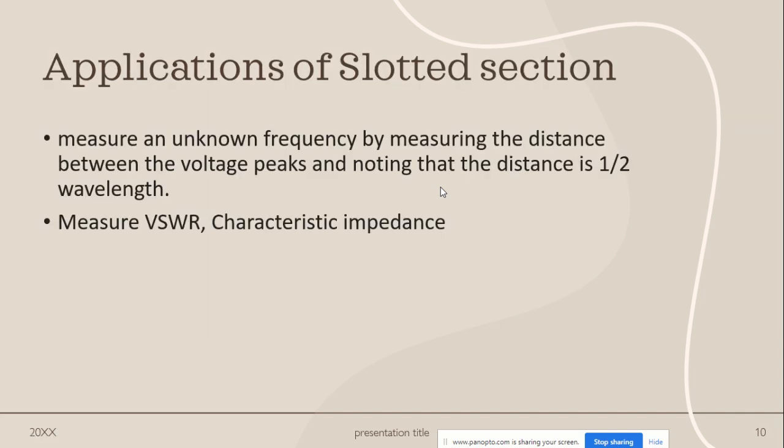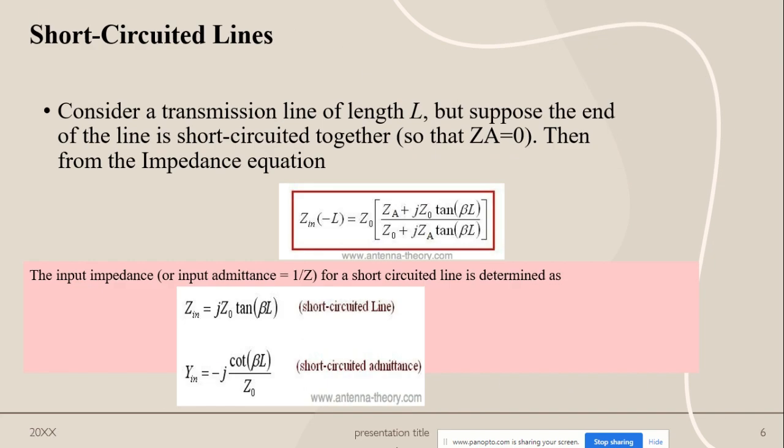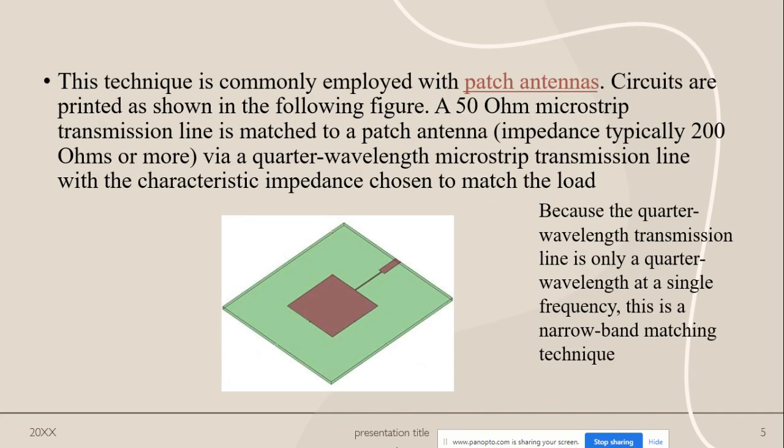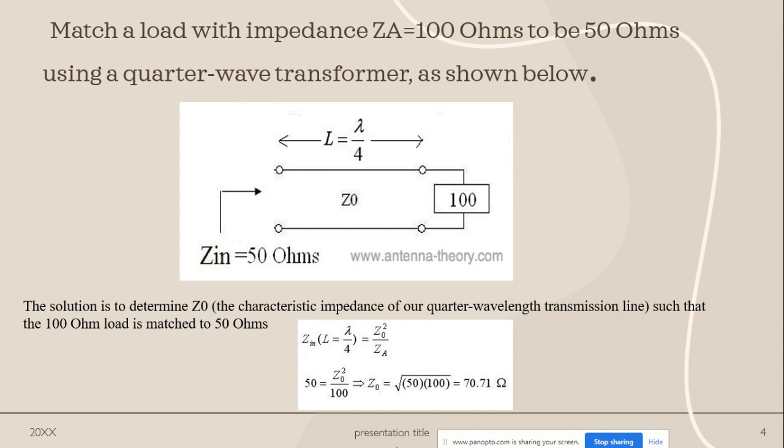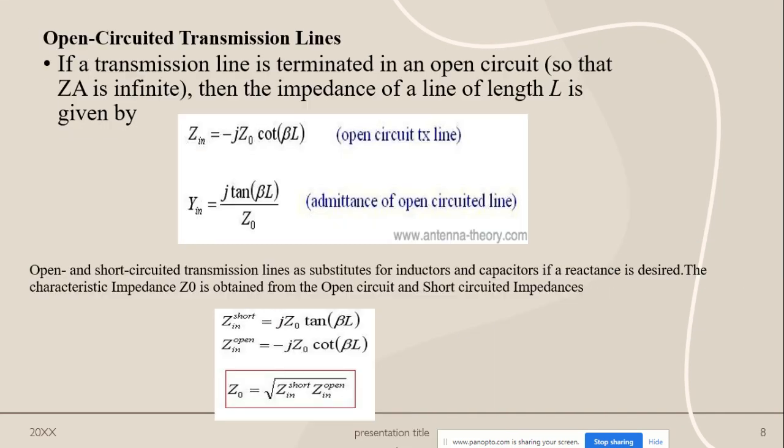Next we'll go for the conjugate matching. This conjugate matching I'll be explaining in the next video, because there are some derivations to be done for the conjugate matching. So I think this is clear about what we discussed now. We discussed the types of transmission lines, short circuited and open circuited, and the quarter wave transmission line. And then we discussed the slotted section.